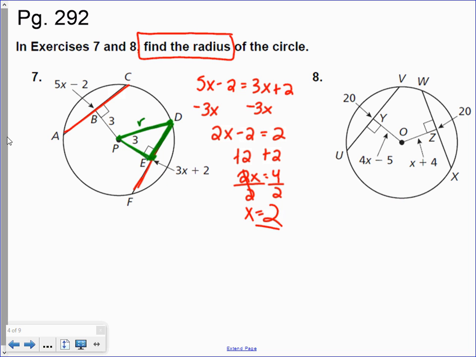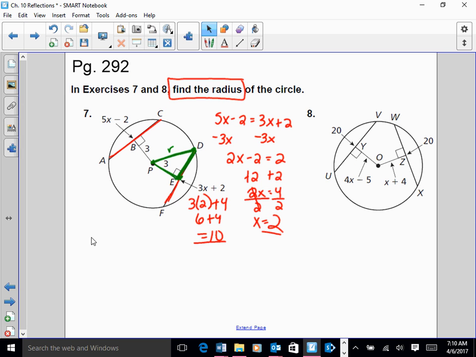So now we're going to take the 2 and plug it in. Now it works out. 3 times 2 is 6, plus 4 is 10. Okay, which is what I would have gotten. No, I didn't get it up there either. Hold on a second. Let me figure this out.